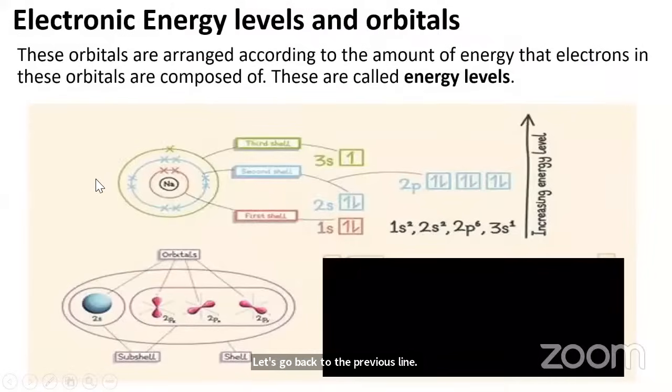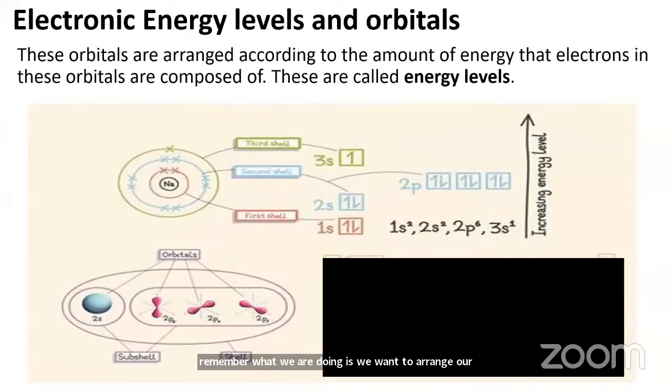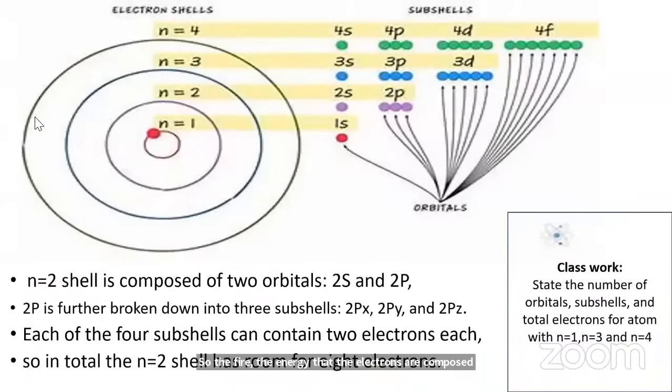Okay. Now, if we go back to this previous slide, remember what we are doing is we want to arrange our orbitals in the energy levels. And we are arranging these orbitals according to the amount of energy that the electrons in these orbitals possess. So the higher the energy that the electrons have, the further away the energy level will be from the nucleus. That is exactly what is happening here.